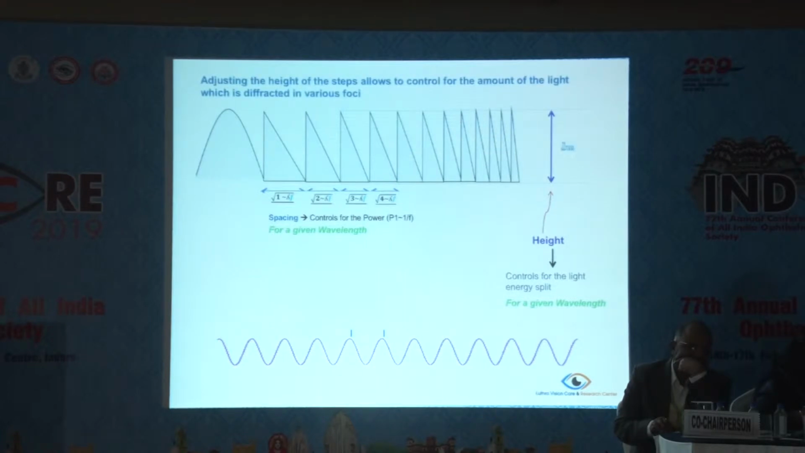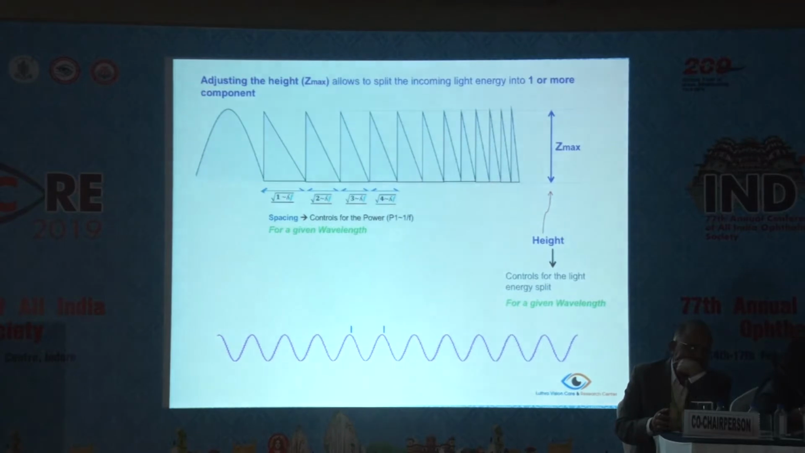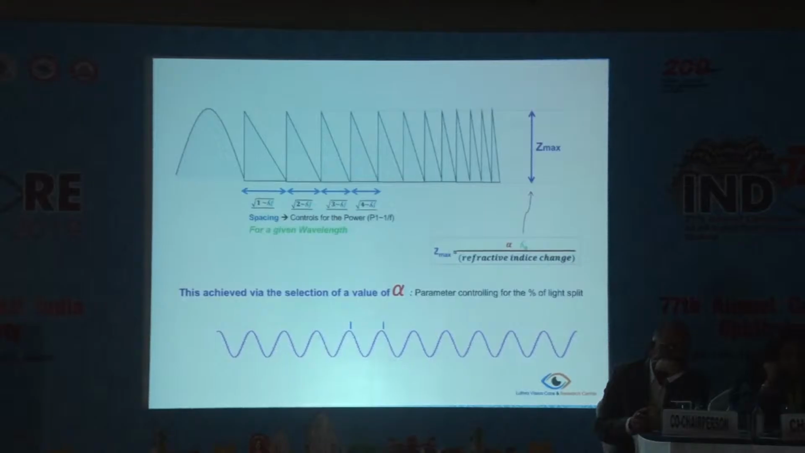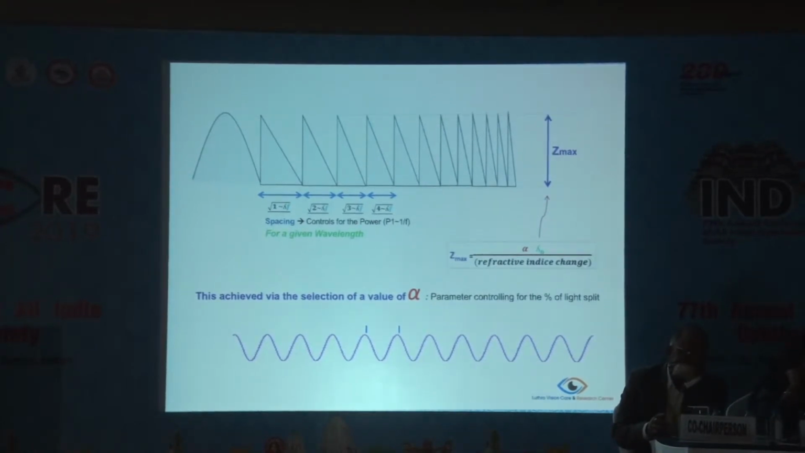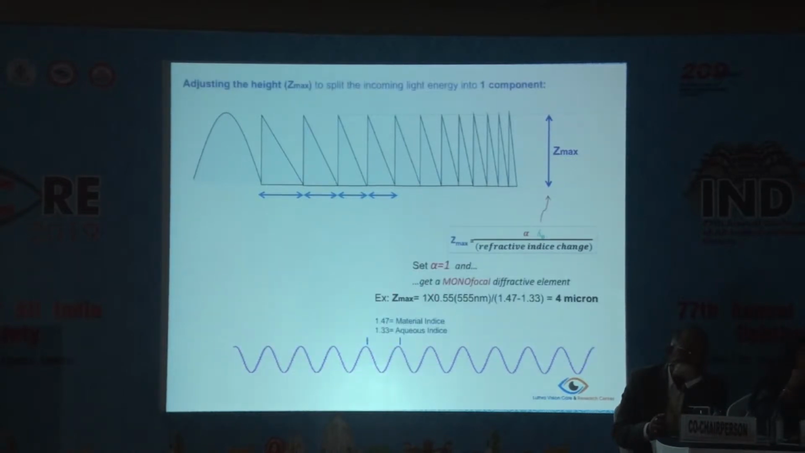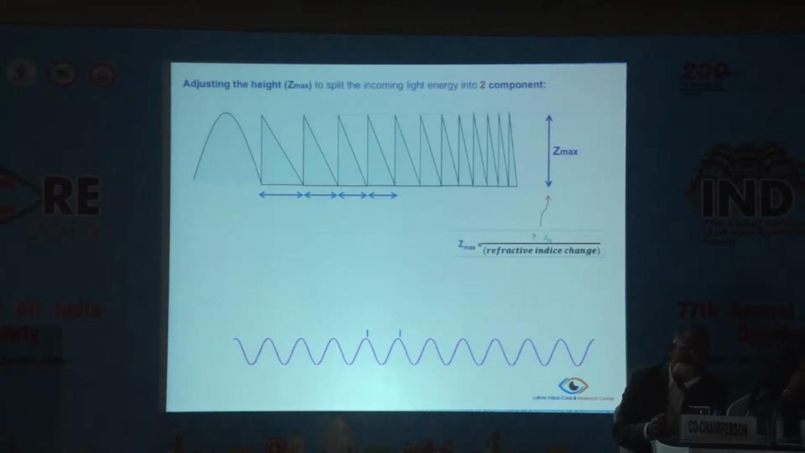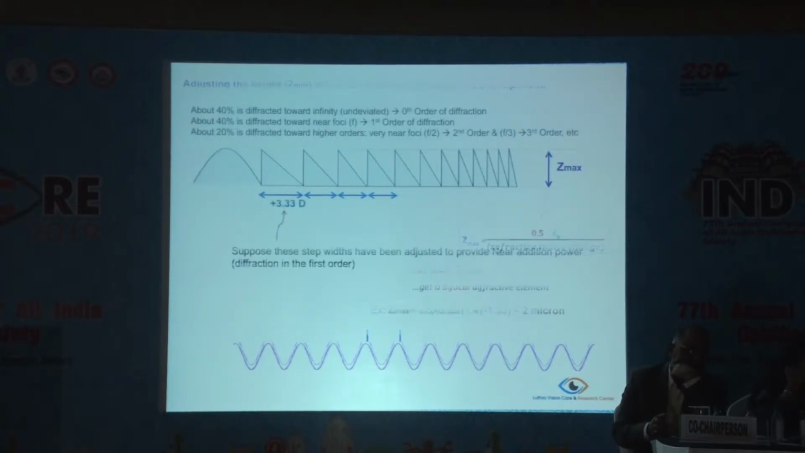Adjusting the height of the steps allows us to control the amount of light which is diffracted in various foci. Adjusting the height allows us to split the incoming light into one or more components. For one, of course, we get a monofocal component. This is achieved via the selection of the value alpha, which is the parameter controlling the percentage of the light split. If we are looking at a single component, we set alpha as 1 and we get a monofocal diffractive component. If we want to split it into more than one component, we set the value as half, because it is inversely proportional here.